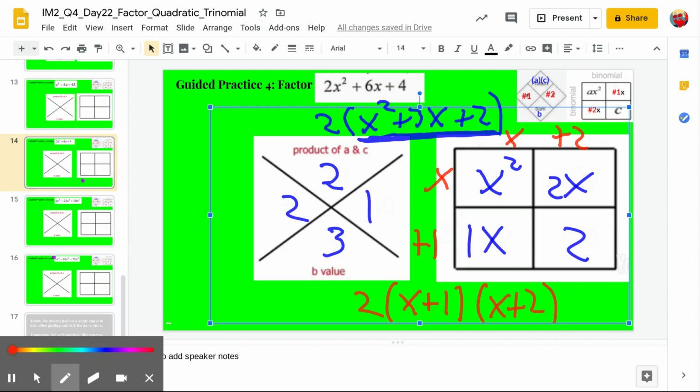I bet a lot of you actually put x plus 1 times x plus 2 down, and you forgot the 2. Do not forget this 2, right? That was a GCF. It stays with it when we factor in this form. You have to have the 2 there, otherwise it is incorrect.